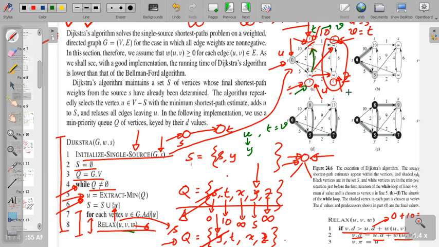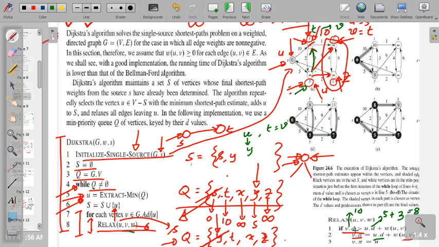That was the direct cost from S to V. The direct path was there. So V dot D is 10. And what is this U dot D? U dot D, that means Y dot D. That means from the source vertex to that Y, what is the cost? 5. And then what is W(U,V)? That means W(Y,T) is 3. So that means 8.